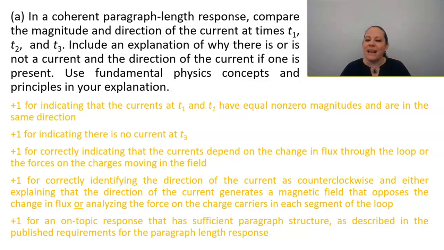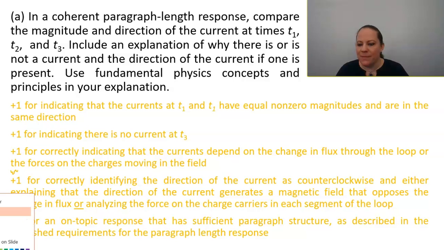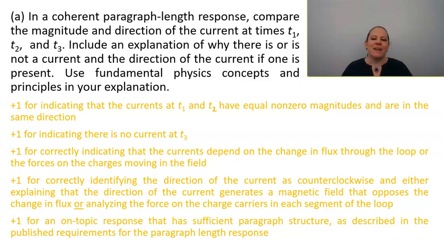We have 1 point for indicating that the currents at T1 and T2 have equal non-zero magnitudes and are in the same direction. Hold please, I just noticed I wrote T1 and T1, so let me fix that and make that a T2. Okay, there we go. So the currents at T1 and T2 have equal non-zero magnitudes and are in the same direction. We get a point for indicating that there's no current at T3.